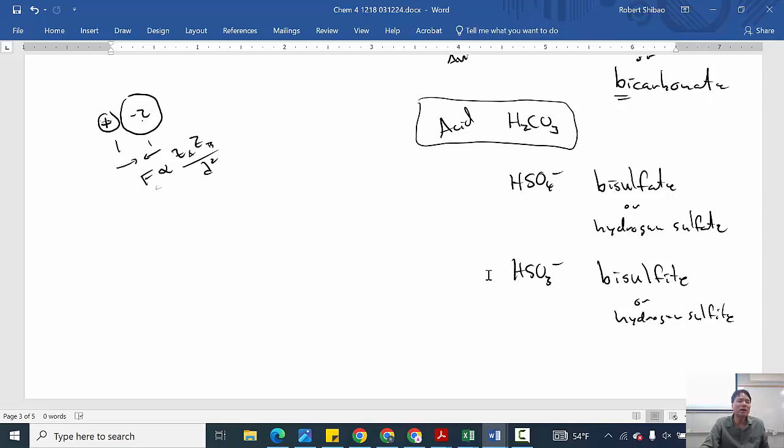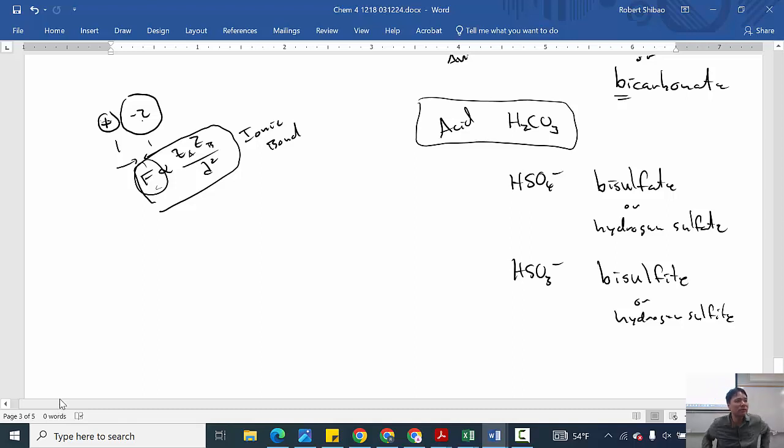This is called an ionic bond. This is the force for the ionic bond. And so we could calculate the force of the ionic bond. The ionic bond is what's holding the ions together. So that's what they're doing in the lattice. We could just use Coulomb's law to figure out how strong the ionic bond is. Okay.